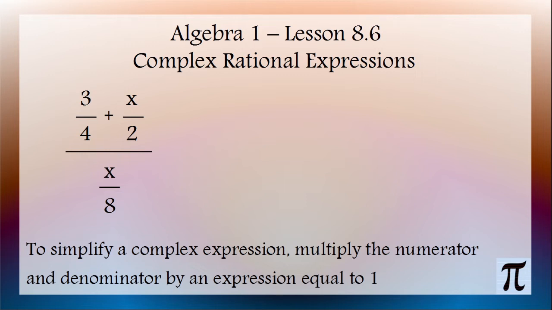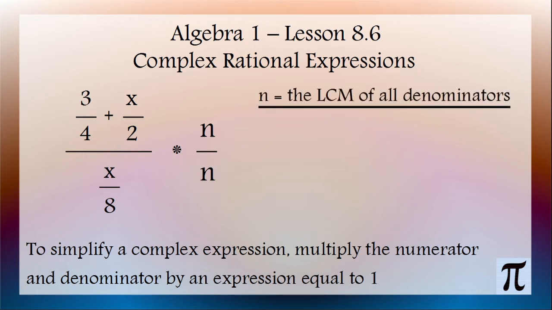Here's the first way. We can simplify a complex expression by multiplying the numerator and denominator by an expression equal to 1. So we can multiply this expression by n over n, which is equal to 1. In this case, n is the least common multiple of all of the denominators in the original expression. So here we have three denominators, 4, 2, and 8.